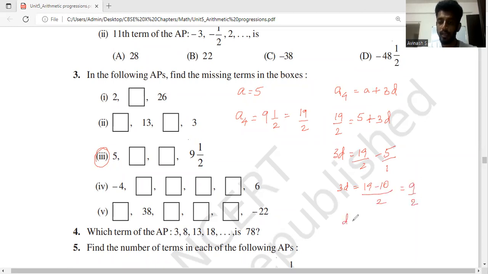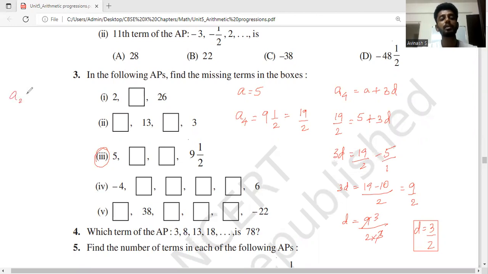This is the value of 3d. So d will be 9 by 2 into 3. So this 3 comes to division. And now this 3 can get cancelled with the numerator, and we get the common difference value as 3 by 2. So this is the value of the common difference. And then we know how to do it. We just add the common difference to the first term to get the second term and keep adding to get the subsequent terms, which I would like to do on the left side.